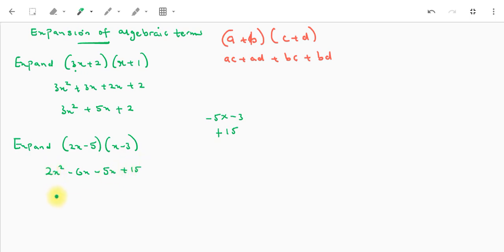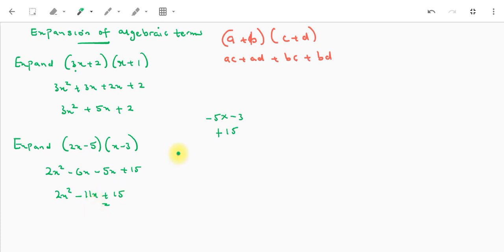Now, there's no like term for 2x squared, so write it back. Minus 6x minus 5x is going to give you minus 11x. I've told you about negative. It's like saying debt and debt. So you're going to add up all your debts together and you're going to have 2x squared minus 11x plus 15. That is your final answer, okay? That is your final answer.